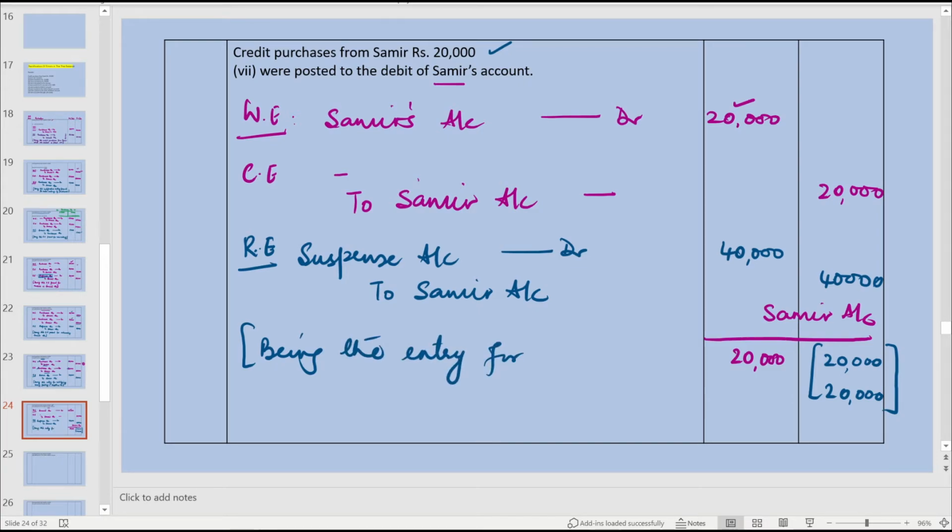Being the entry for correcting the posting on the wrong side. Let's go to the next one.